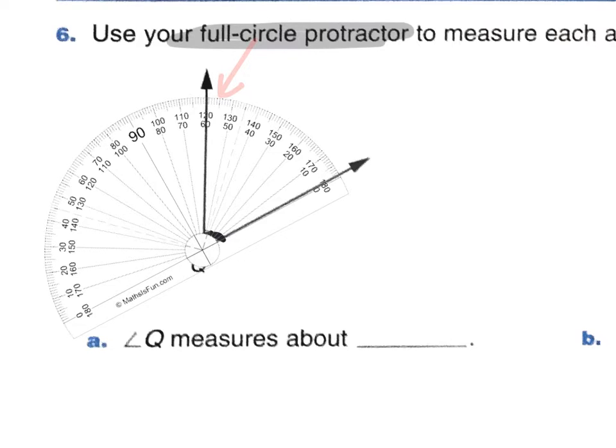Well, that's where we need to know a little bit about angles, like we already talked about. We can see that this is a smaller angle. It's less than 90 degrees, so that makes it an acute angle. And acute angles are always bigger than 0, but less than 90. So looking at that, it couldn't be 120. It means that this has to be about 60 degrees. So that's what you're going to write down here. That angle Q measures about 60 degrees. And don't forget your little degree symbol.